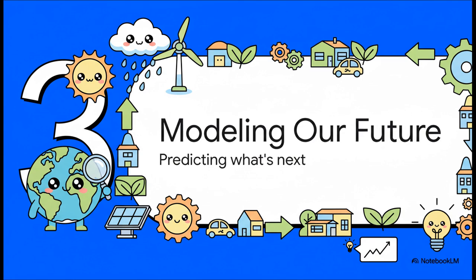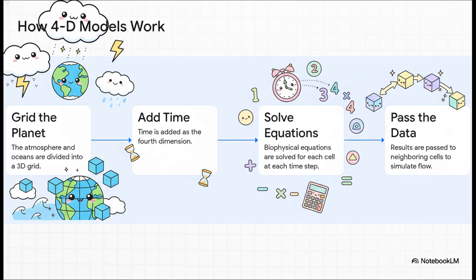But how in the world do scientists take all that and build models to predict what's coming next? So they use these incredibly powerful computer simulations. The easiest way to think about it is they basically divide the entire planet, the oceans, the atmosphere, everything, into a giant 3D grid, like a bunch of boxes. Then they add time as the 4th dimension. And for every single one of those boxes, at every single step in time, they solve the fundamental equations of physics and pass the results on to the next box.